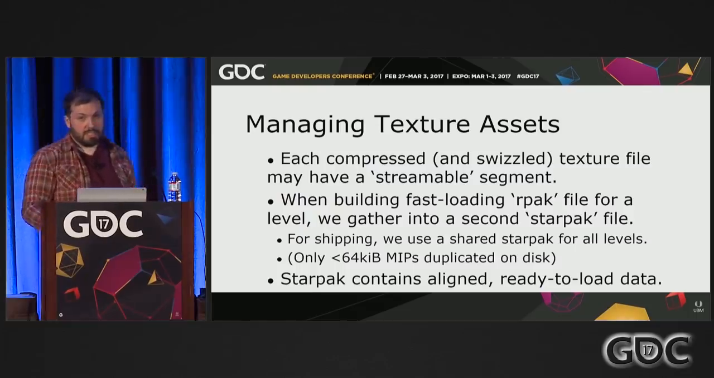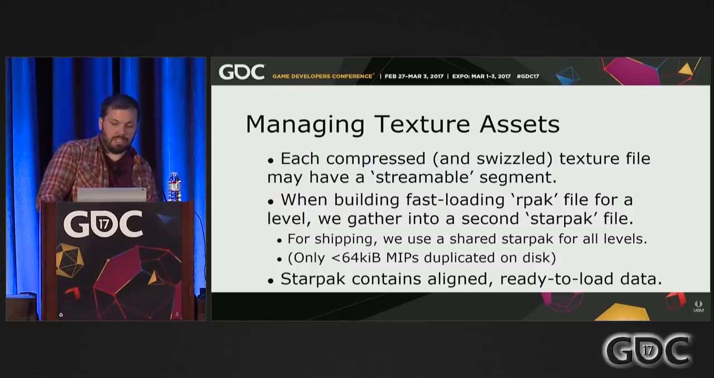As far as how texture assets are managed, we have a pipeline that generates a single file per texture asset, which is then compressed and swizzled if necessary. As part of our level RPAC process, which is how we load, we bundle everything into a big file that we can just blast into the RAM from disk. We peel off the streamable portion of those textures, and we put them into a separate star pack file. And for shipping, there's a single star pack file for the entire game.